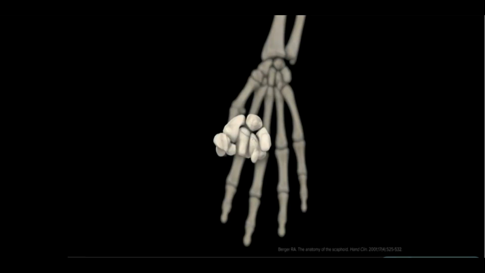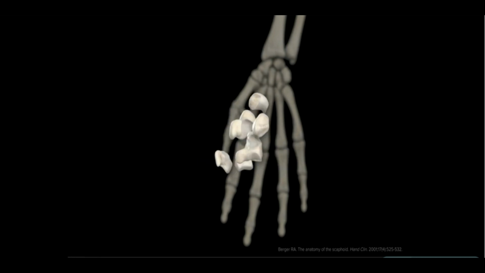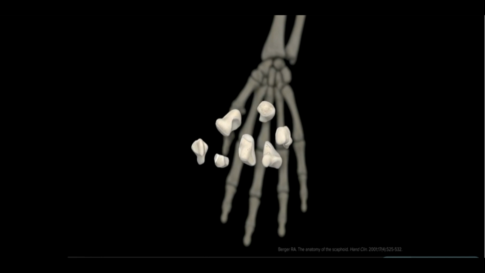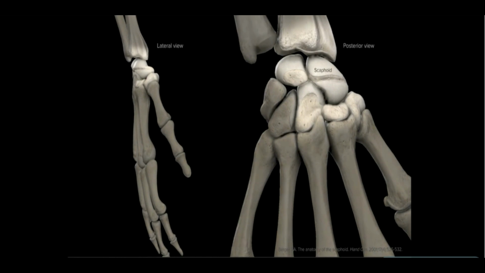The video here shows an exploded view of the carpal bones to draw attention to the large articular surface area of the scaphoid. The lateral and posterior views easily depict the scaphoid articulation with the scaphoid facet of the radius and the relation with the lunate, capitate, trapezoid, and trapezium.